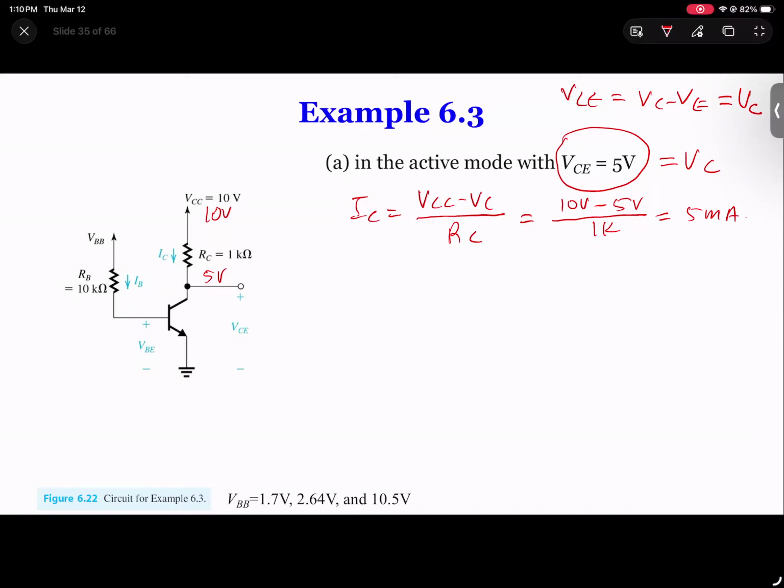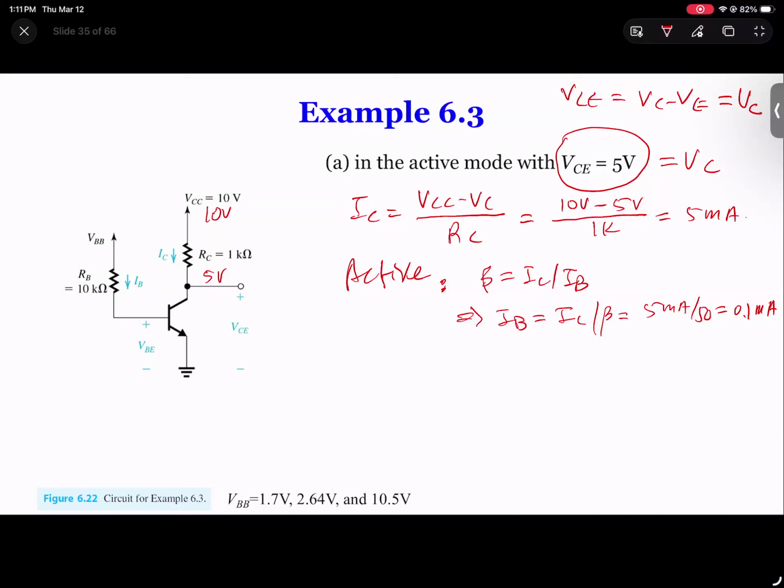But the next step is that because it's in active mode, here we need to use the equation already. Because in active mode, we know that beta is IC over IB, right? So in this case, we can calculate IB equal to IC over beta. And beta is 50, IC is 5 milliamps, divided by 50, that gives you 0.1 milliamps. So from IC, we can calculate IB. Now, if beta is 100, apparently this number is going to be different, but now beta is 50, that was given, so we use 50.